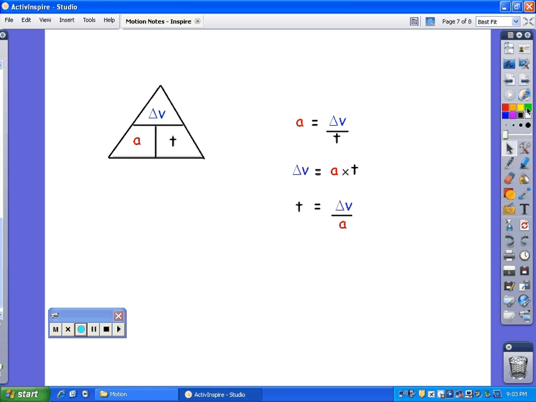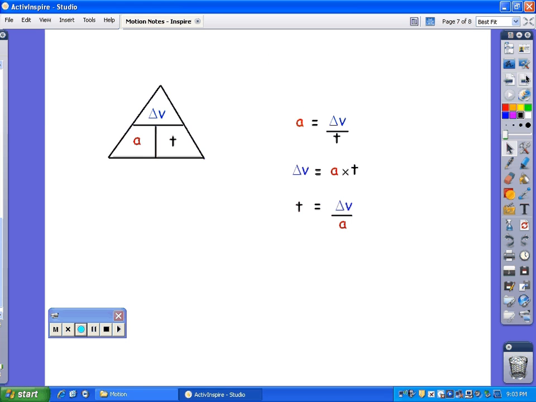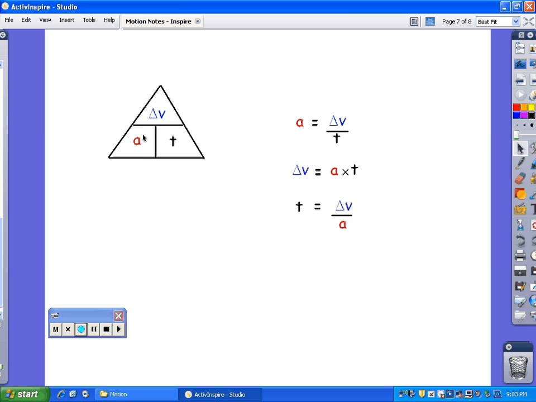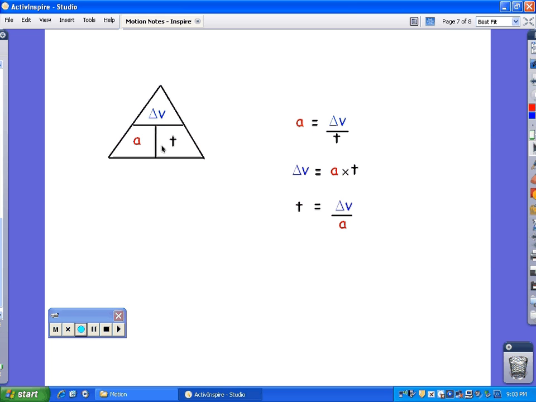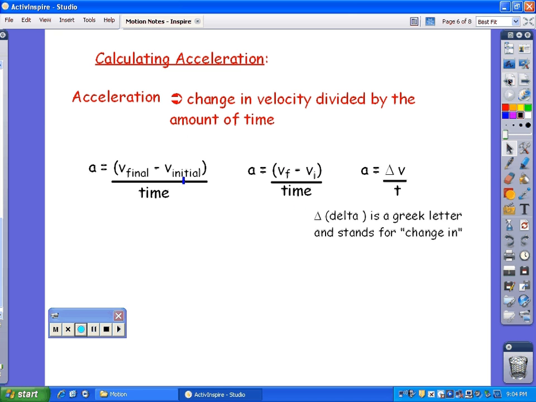Sounds difficult, but if you can remember this triangle or remember the formulas, either way you do it, realize that the triangle is all three of these formulas. You cover the A, you have delta V over T. That's what A equals. You cover the V, you have A times T. Cover the T, you have delta V over A. Learning the triangle helps you learn all three formulas, and you can use them interchangeably, depending on the variable you're looking for in the problem.